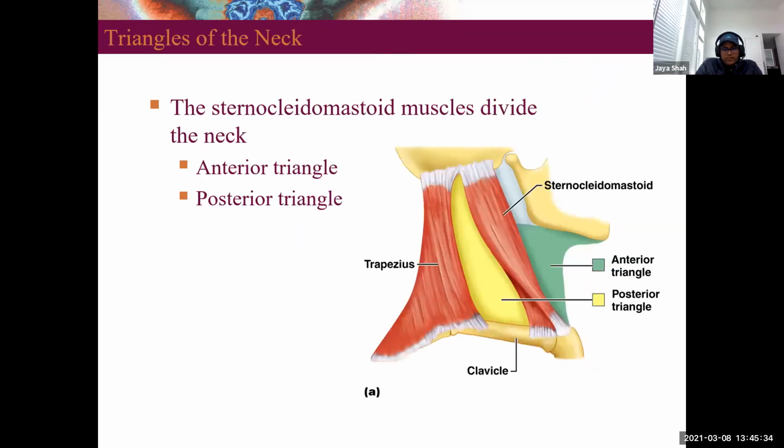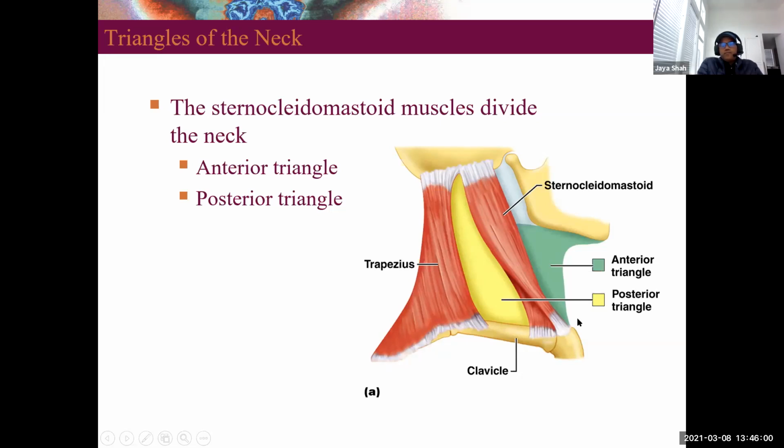Okay, triangles of the neck. This is very important. You will be tested on this. So this is sternocleidomastoid, posterior to sternocleidomastoid, and anterior to trapezius, and superior to clavicle. This yellow triangle is called posterior triangle.